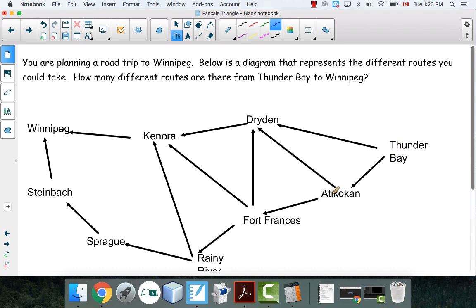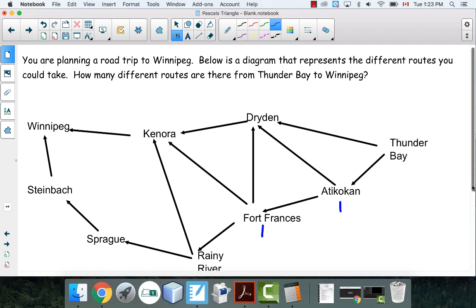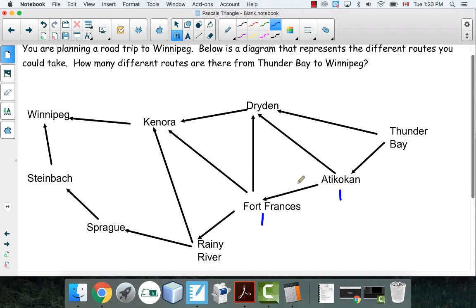So from Thunder Bay to Atikokan, really, there's only one way of getting there. I have to go straight along this line. Okay, the next one, let's do is Fort Frances. The only way I can get to Fort Frances is I have to come out of Atikokan, only one way of getting there. And we can actually do Dryden next. So Dryden, I can have one route out of Thunder Bay, one route out of Atikokan, and one route out of Fort Frances. 3 different ways of getting to Dryden, according to this diagram.